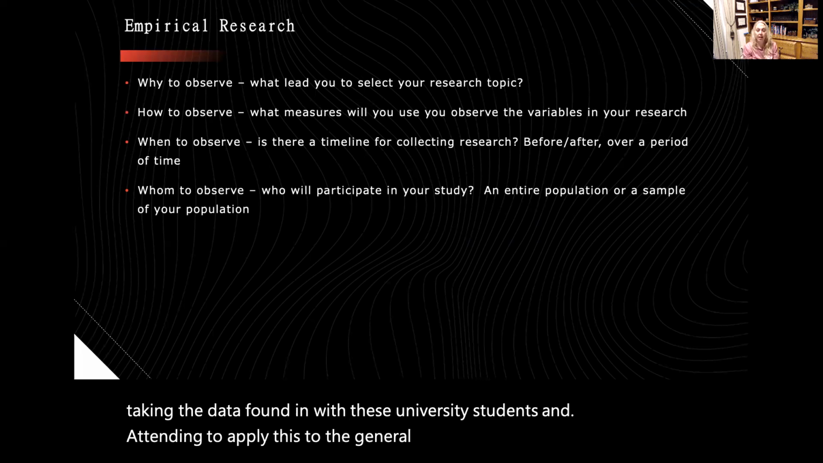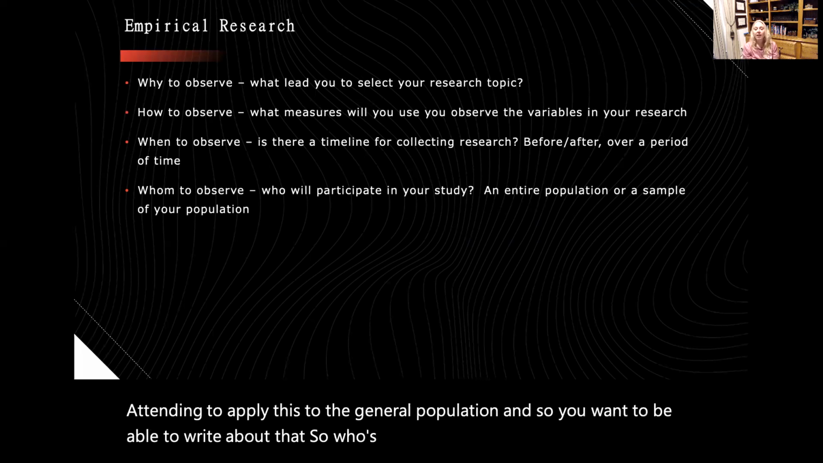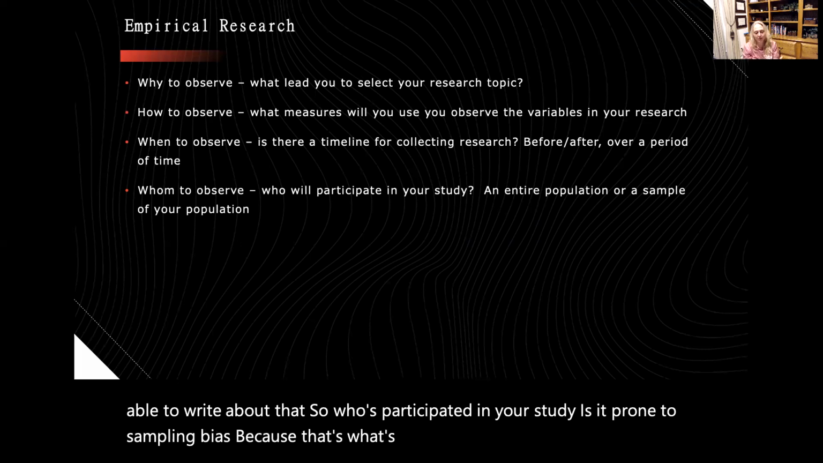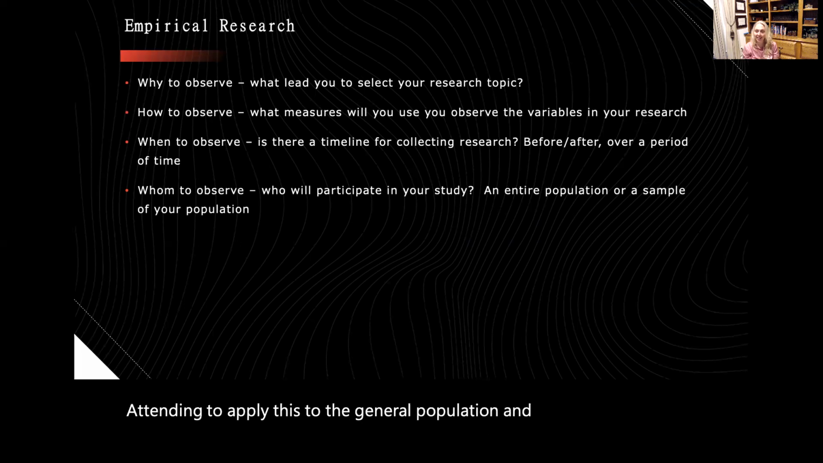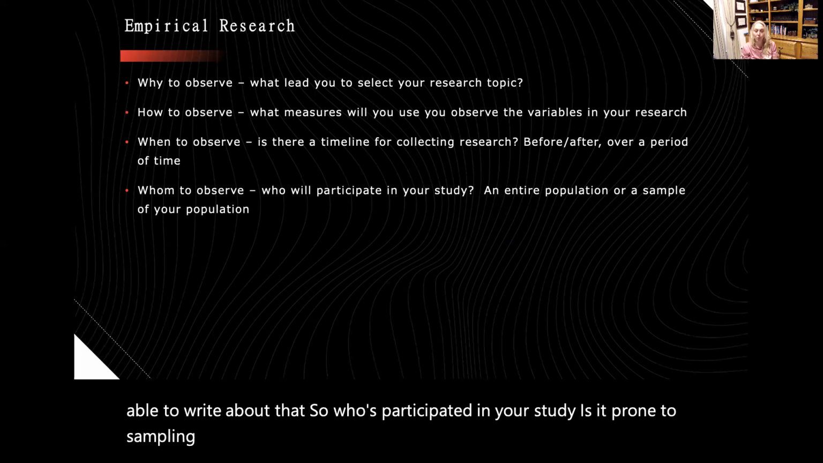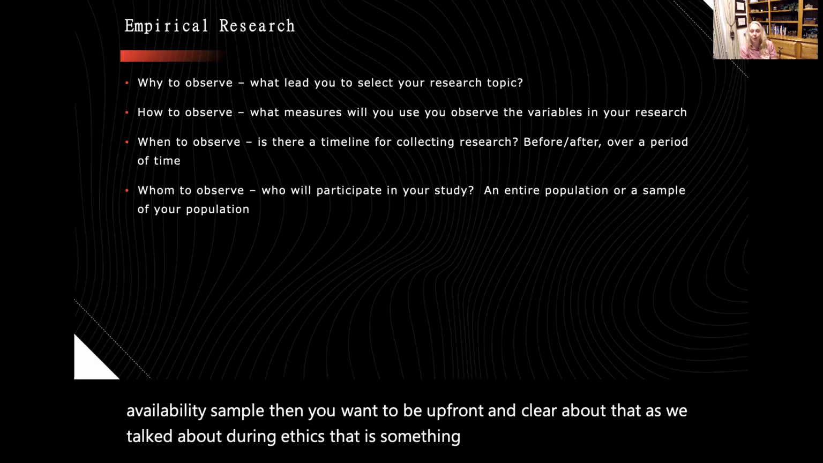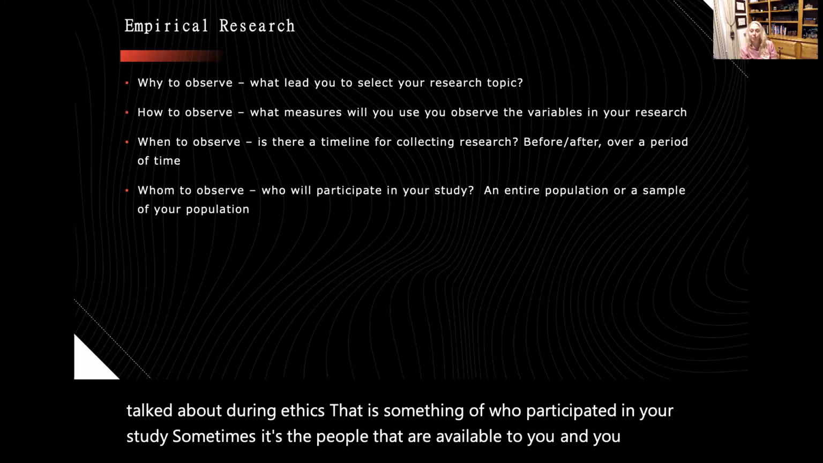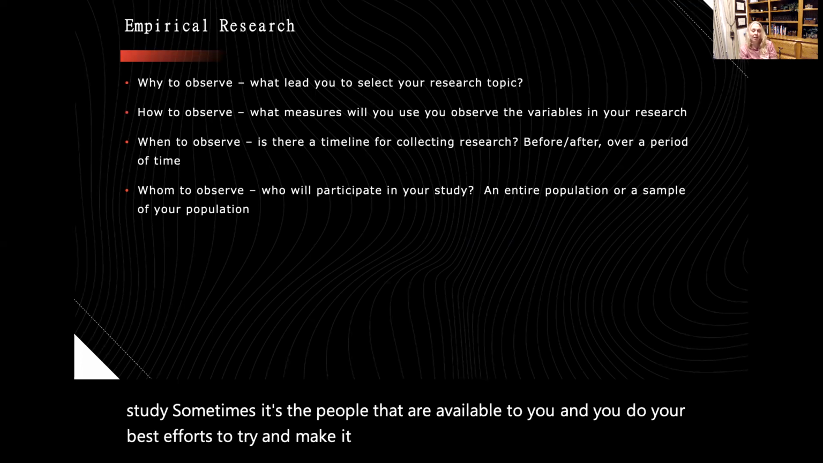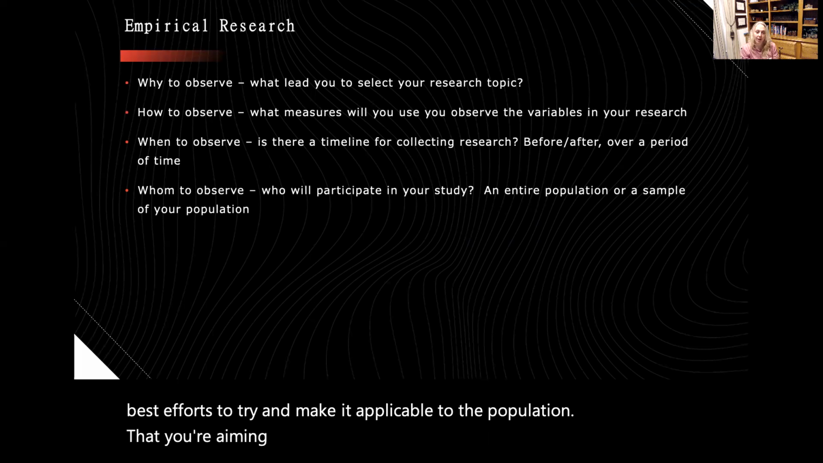And so you want to be able to write about that. Who participated in your study? Is it prone to sampling bias because that's what's available? If you're using an availability sample, then you want to be upfront and clear about that, as we talked about during ethics. Sometimes it's the people that are available to you, and you do your best efforts to make it applicable to the population that you're aiming towards, but you want to be upfront about who will participate in your study and why.